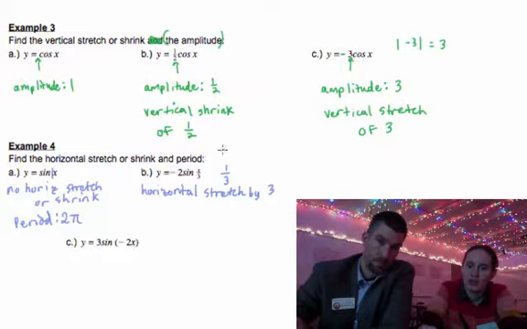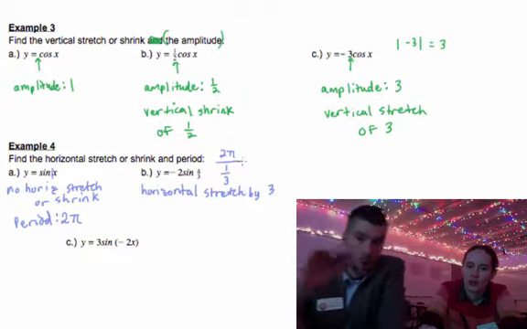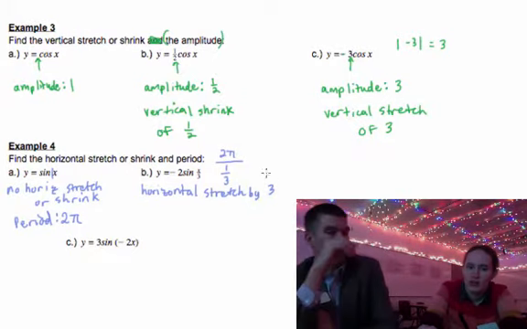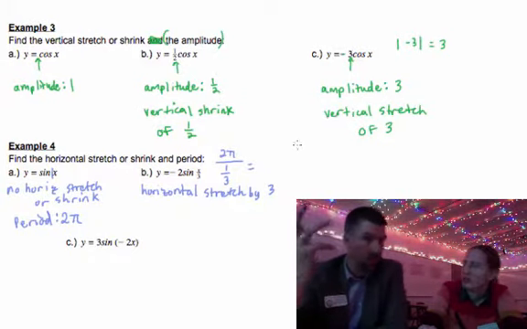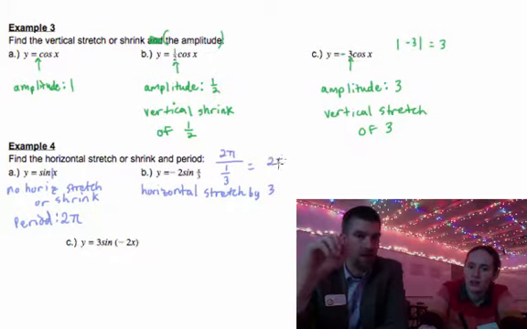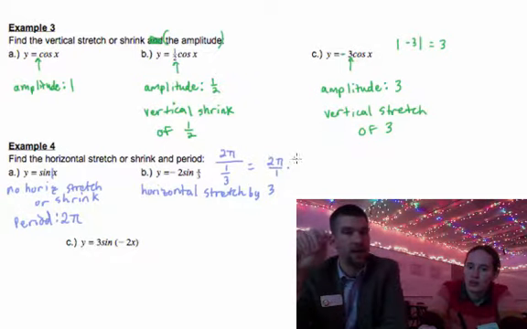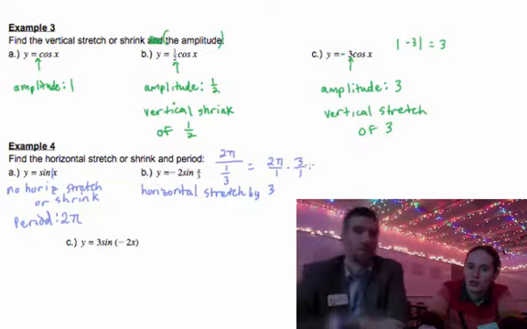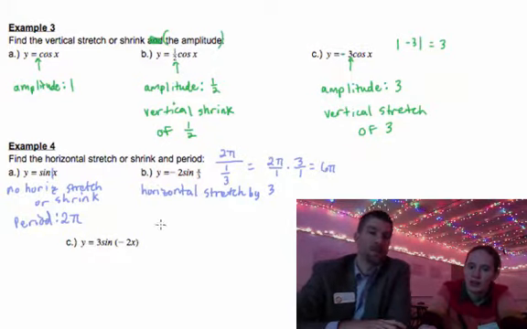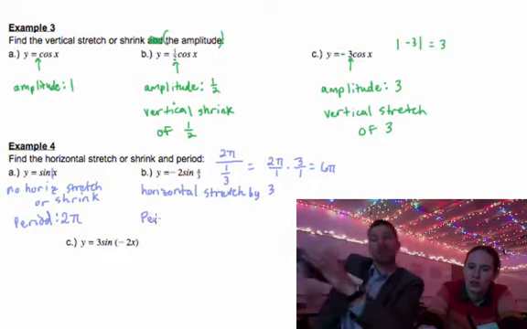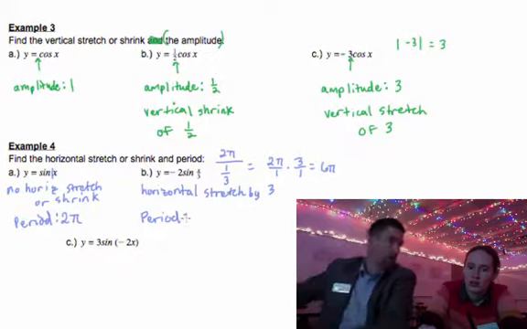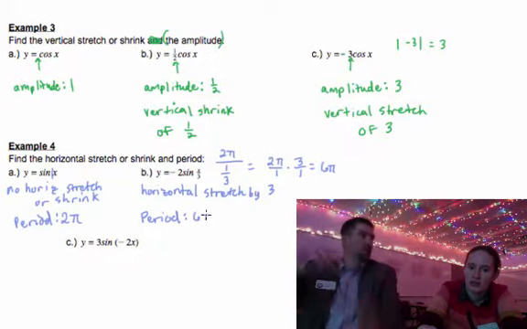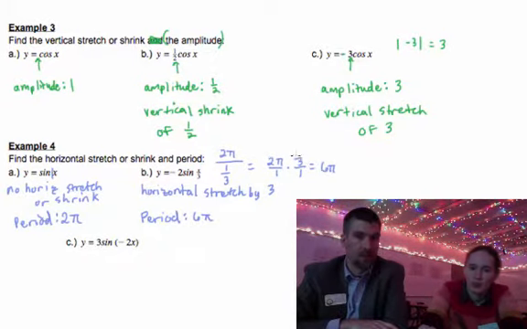The period is 2 pi over 1/3. Rewind back to 5th grade or whatever: when you divide by a fraction, you multiply by its reciprocal. So this is 6 pi. It's going to take 6 pi units to completely go through one whole cycle, rinse and repeat. The period is 6 pi.